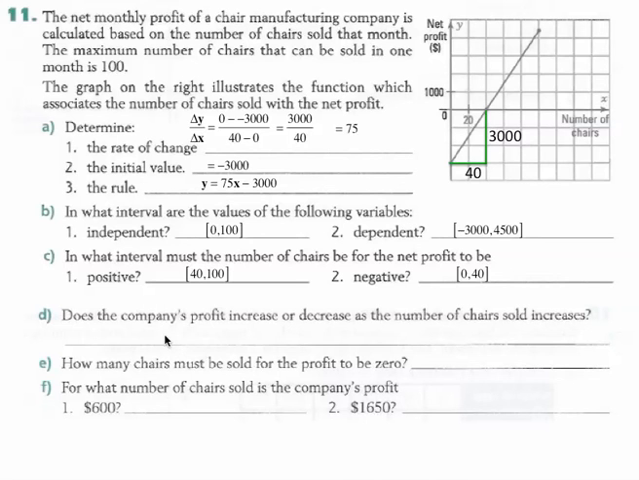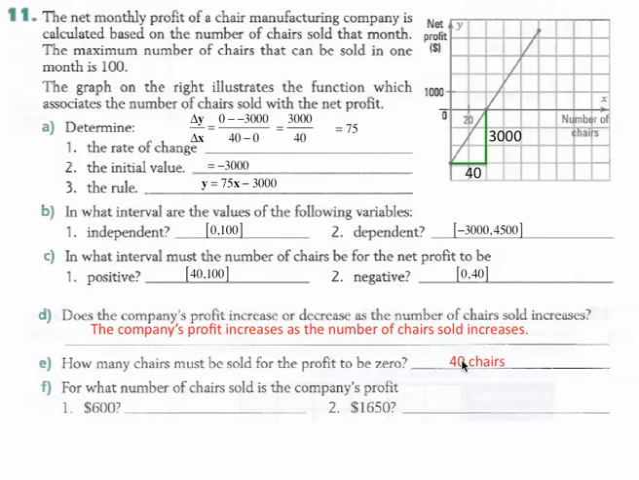Okay. D, does the company's profit increase or decrease as the number of chairs sold increases? The profit is going up as the chairs go up. So the company's profit increases as the number of chairs sold increases. E, how many chairs must be sold for the profit to be 0? We already figured that one out. If the company sells 40 chairs, they've made no profit. They've broken even. That's the break-even point.